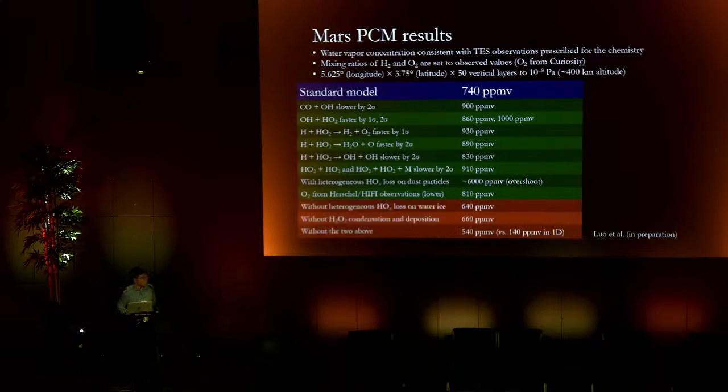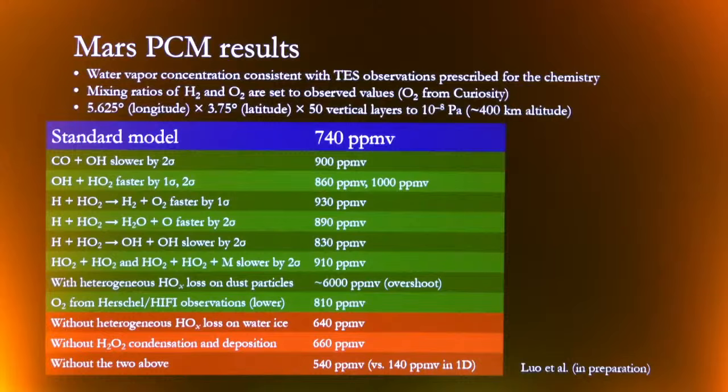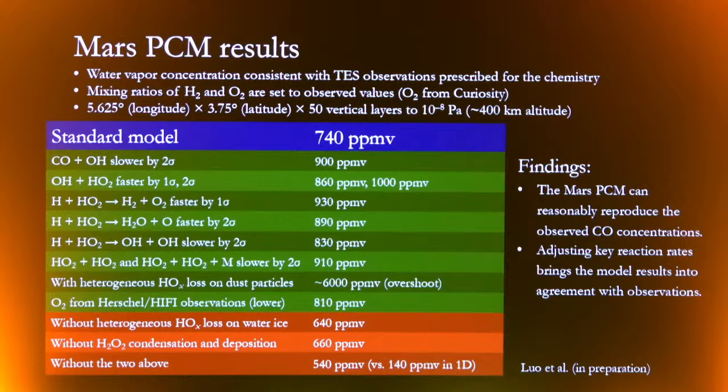And we also looked at what contributed to this improvement. We find two additional processes in our model: one is the heterogeneous HOx loss on water ice, and the other is the condensation and deposition of H2O2. They contribute about 100 parts per million to the results. And even without these two processes, we can compare our model with the previous 1D model, and we can already see a great improvement. So that's the findings.